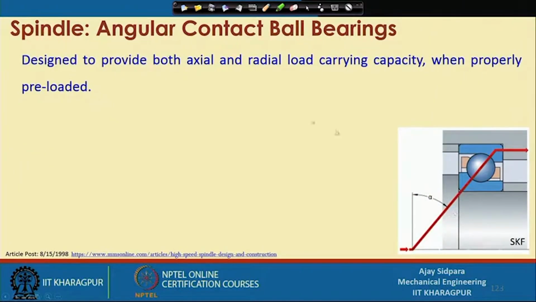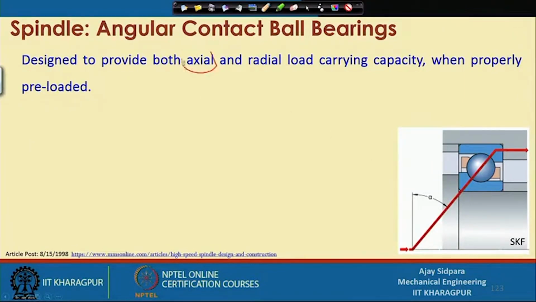So, this is the angular contact ball bearing. Here it is designed to provide both axial and radial load carrying capacity when properly preloaded. So, this is the preloading. I will talk about these things in one or two slides later. So, where do you need both the things?